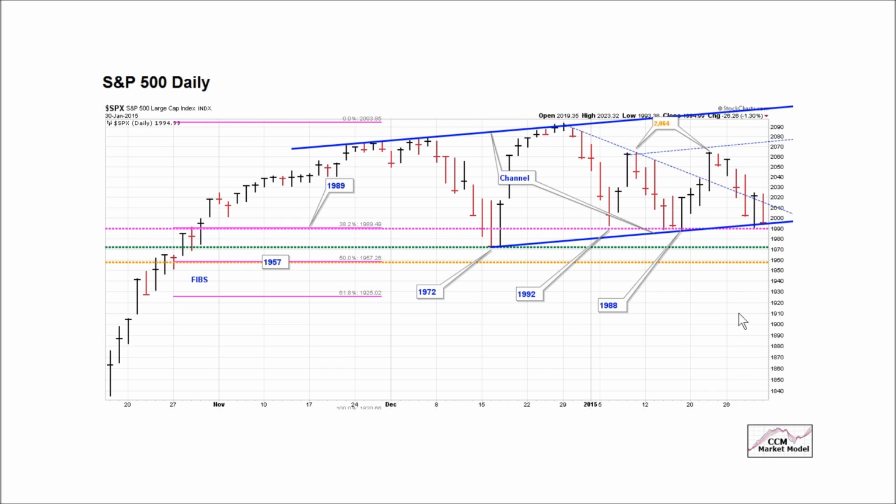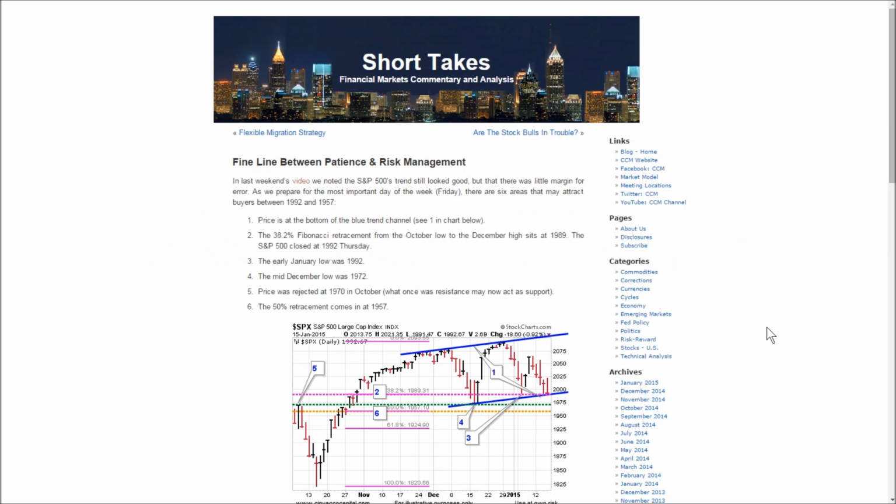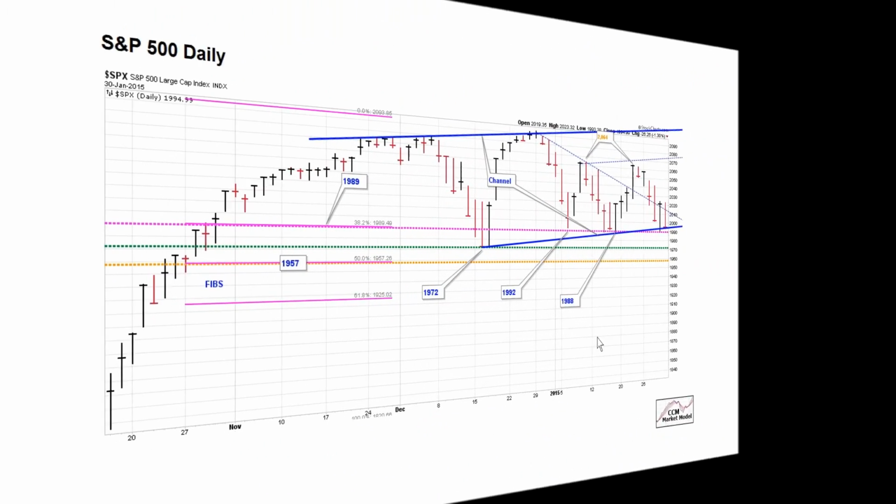We closed Friday above the 38.2% retracement level. These levels are described in this post on our blog, Short Takes. If you Google this title here, you can find it.